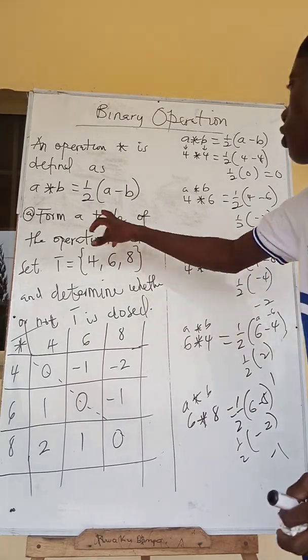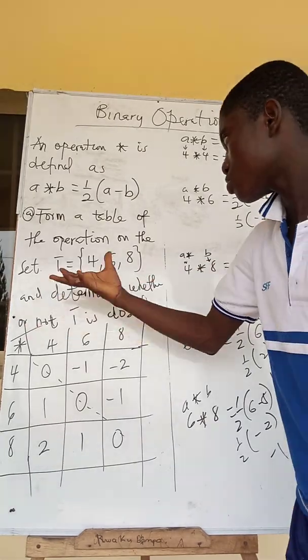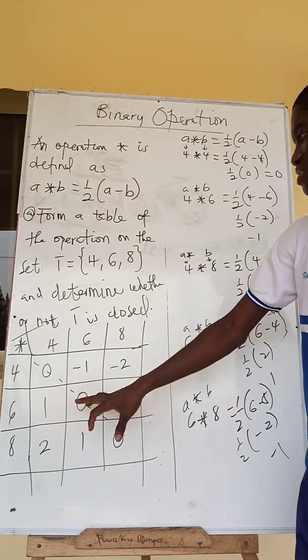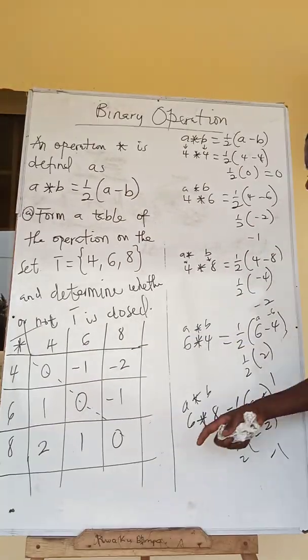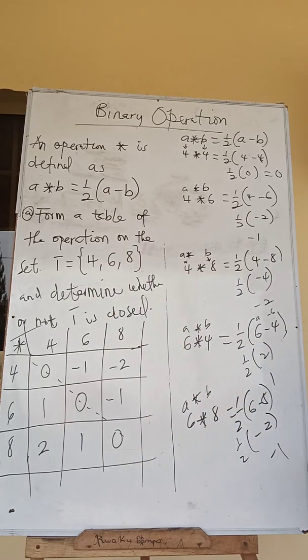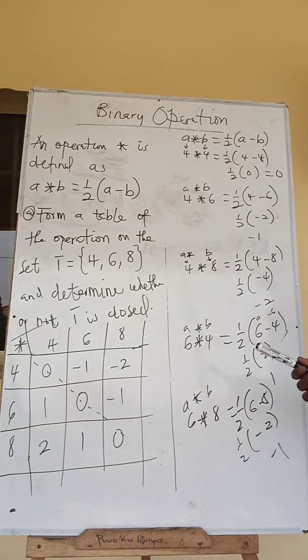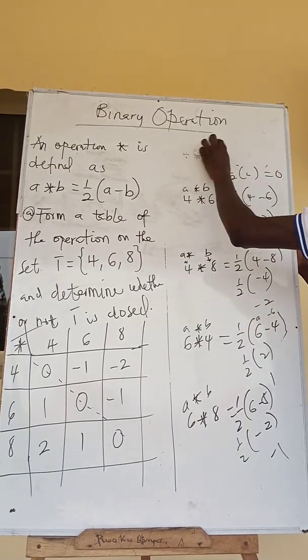The first question was to form a table of the operation on a set T. We are done, so that's the first part. We have been able to form a table on this set T, and this is the table. The next question is to determine whether or not the operation is closed. So let me write it here.